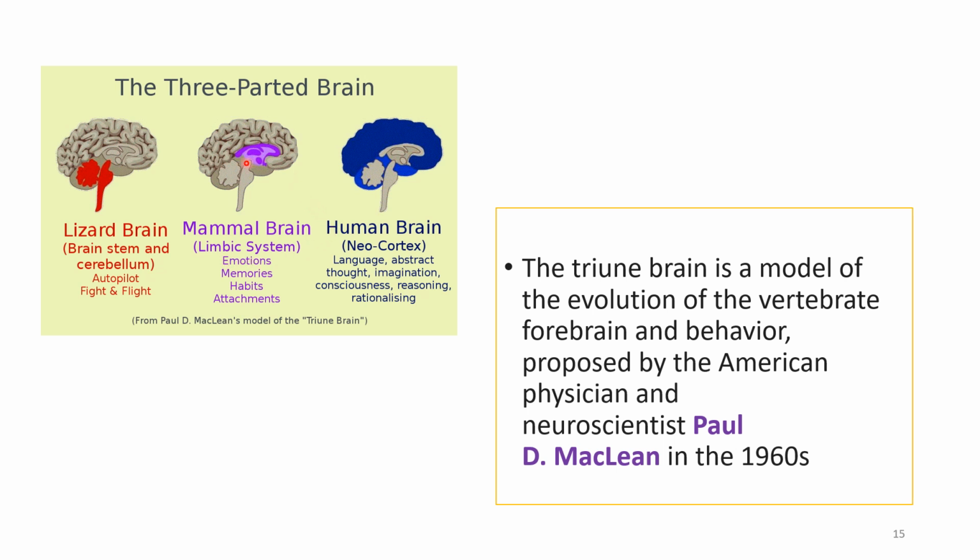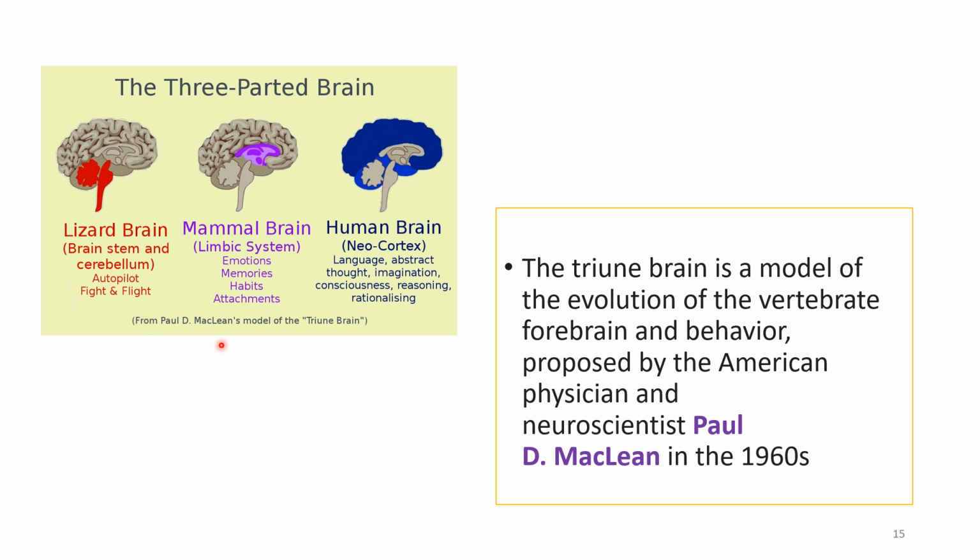Okay. This is mammalian brain. Mostly the limbic system will be well developed. So they can show emotions, memories, habits and attachments. Then coming to, for example, lizard brain. So here the brainstem and cerebellum are well developed. So they can do autopiloting, fight and flight.